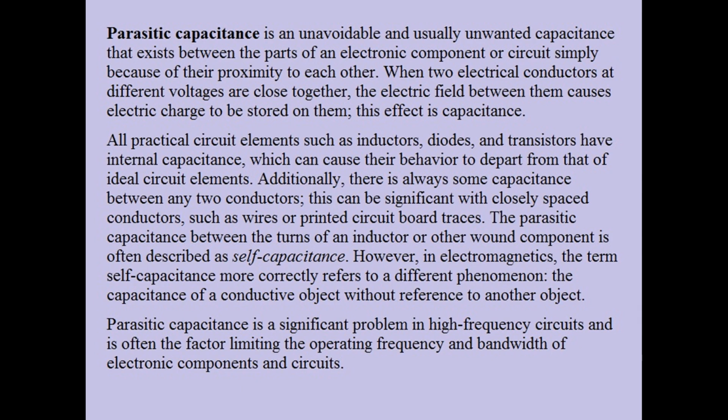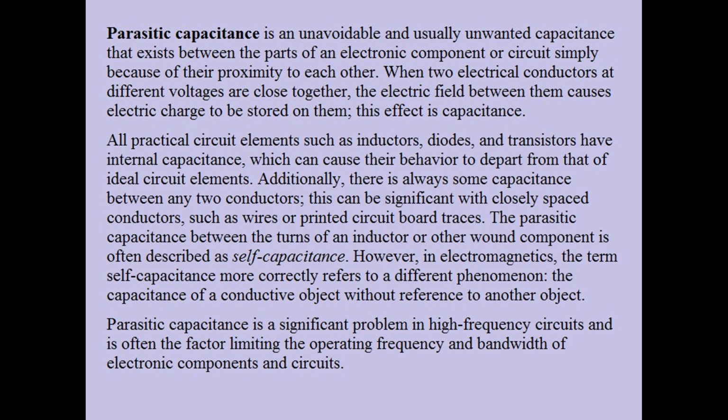Parasitic capacitance is an unavoidable and usually unwanted capacitance that exists between the parts of an electronic component or circuit simply because of their proximity to each other. When two electrical conductors at different voltages are close together, the electric field between them causes electric charge to be stored on them. This effect is capacitance.